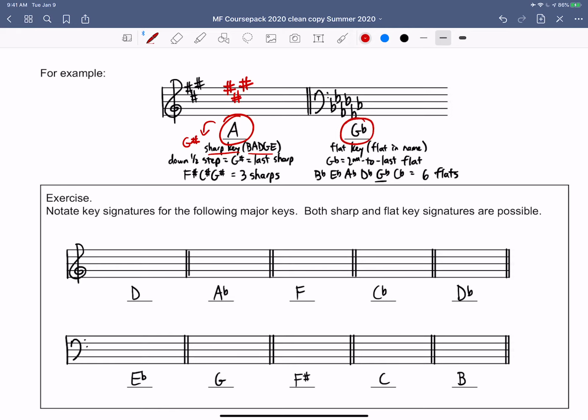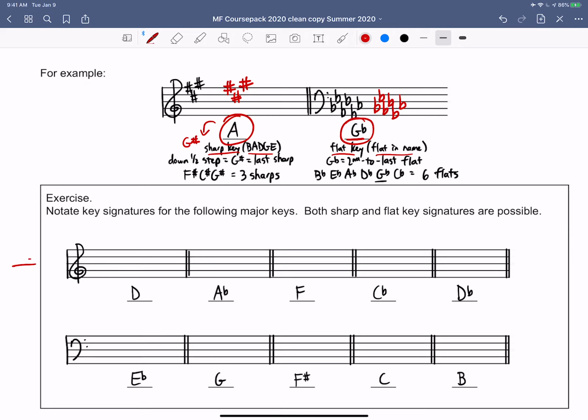Now let's do this one. G flat major. Is that going to be a sharp key or flat key? Well, it has flat in its name, so it's got to be a flat key. Again, for that very reason. So this is where you use that second to last flat method. We want this thing right here to be the second to last flat. So we're going to write B flat, E flat, A flat, D flat. G flat is the one that we want to be second to last, so we go 1 further than that. So we wind up with 6 flats.